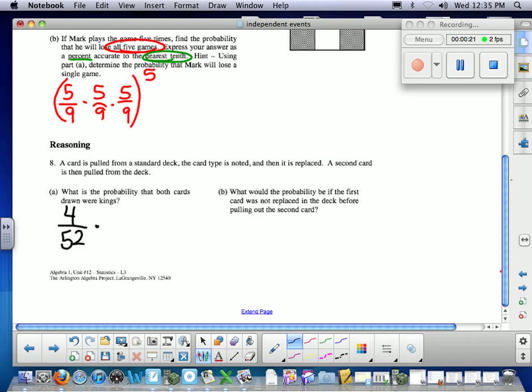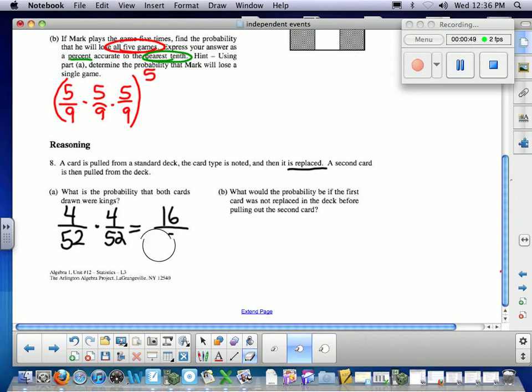Well, nope, so I'm putting the card that I drew first back. So I still have 4 out of 52 cards to pull from, and that's a big number, right? It's 2652 is our denominator. Did you do that in your head or did you just say it? No, I'm wrong. It's 2704. Sorry.